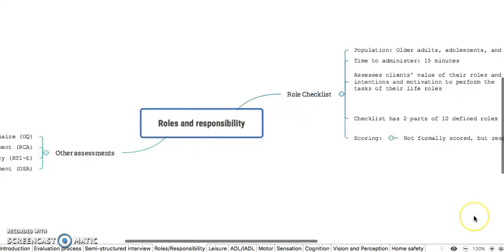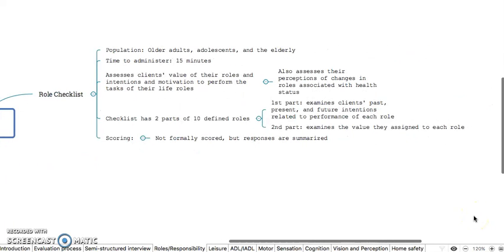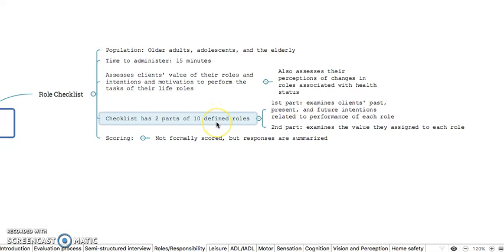Okay, now we'll look at the roles and responsibilities assessments. The main one we looked at also was the role checklist. It assesses clients' value of their roles and intentions and motivation to perform the tasks of their life roles. And it also assesses their perceptions of change in roles associated with health status. So it has two different parts of defined roles. The first part examines the client's past, present, and future intentions related to performance of each role, and the second part examines the value they assign to each role.